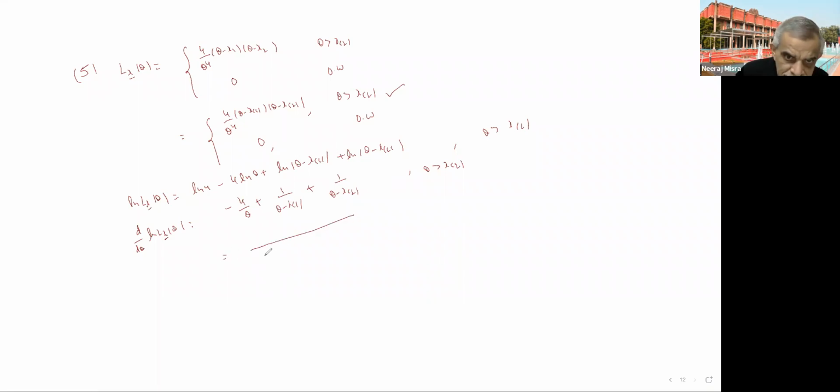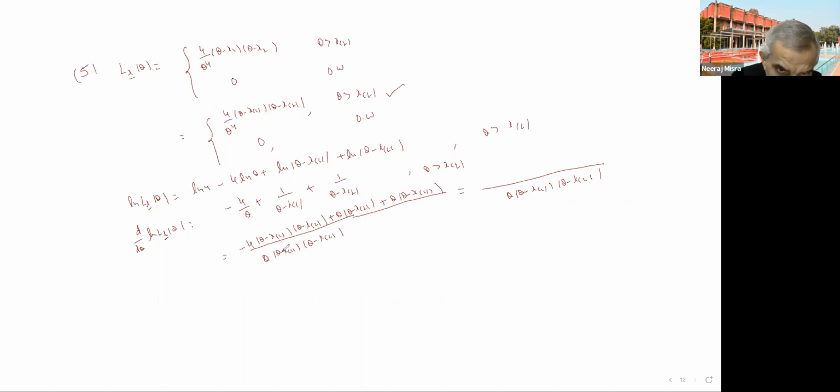So I can take the common denominator theta, theta minus x1, theta minus x2. Then it becomes minus 4 times theta minus x1, theta minus x2, plus theta into theta minus x2, and then plus theta into theta minus x1. Okay, this is over theta into theta minus x1, theta minus x2. How much does this become?